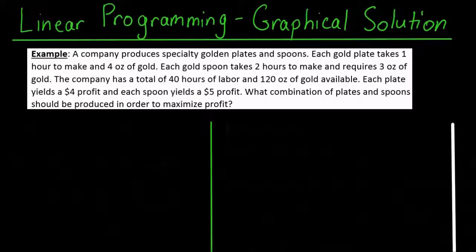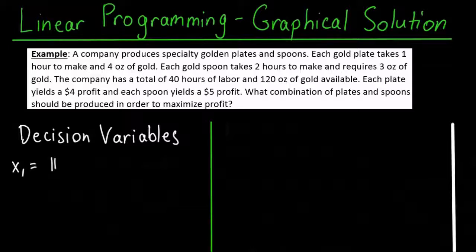The first step of this problem is to define the decision variables. And here we must decide how many plates and spoons we should produce, which will give us the highest amount of profit. So I'll let x1 be the number of plates we produce, and x2 be the number of spoons.